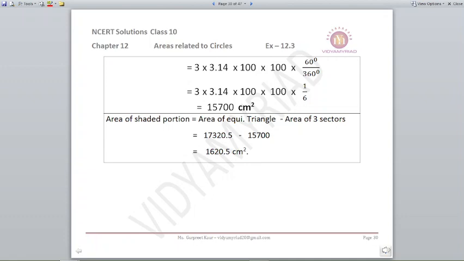So from this we can find out the area of the shaded portion. It is area of the equilateral triangle, which is already given to us, that is 17320.5, minus the area of the three sectors, that is 15700. You got 1620.5 centimeters square. This is the area of the shaded portion.